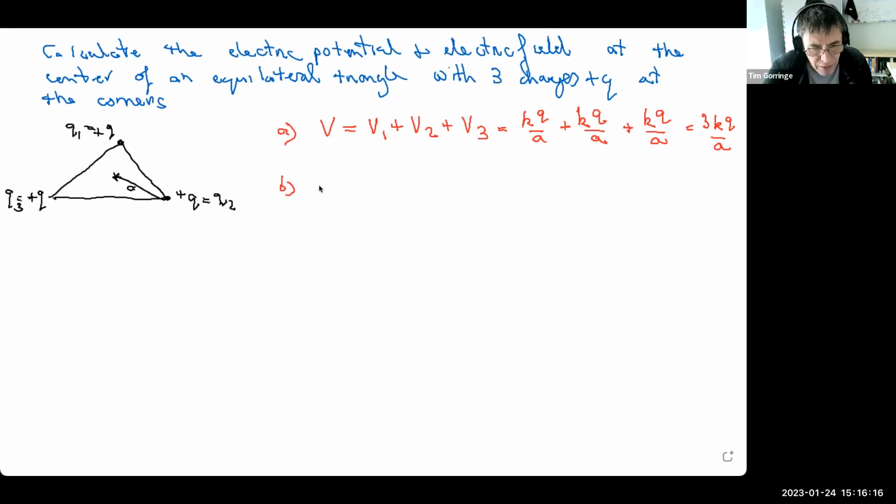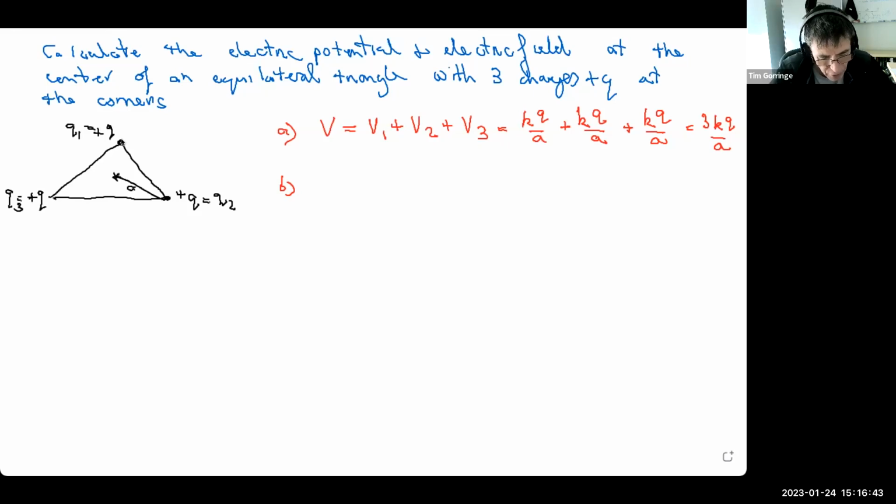Okay, part B is to calculate the electrical field at the center of the triangle. To do that, I'm first going to add to my sketch of the arrangement of the charges and the geometry of the problem. I'm going to add to the sketch the fields of the charges Q1, Q2, Q3. I'm going to draw vectors representing the fields of the charges Q1, Q2, Q3.